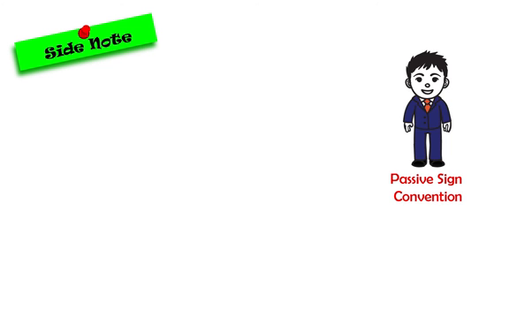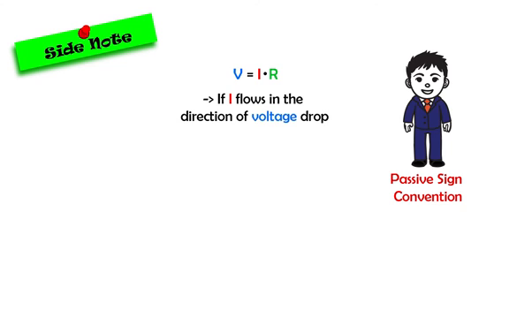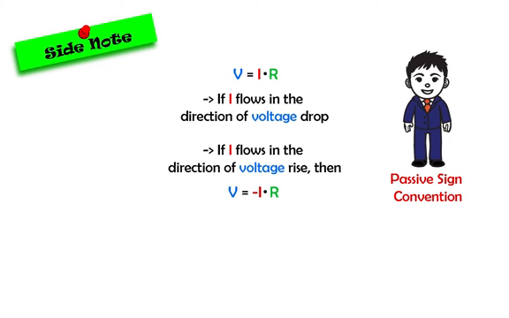Another quick side note here. Our friend, the passive sign convention, also comes into play in Ohm's law. Voltage equals current times resistance if and only if the direction of current flow is in the direction of voltage drop. If the current flows in the direction of voltage rise, then voltage equals negative current times resistance.